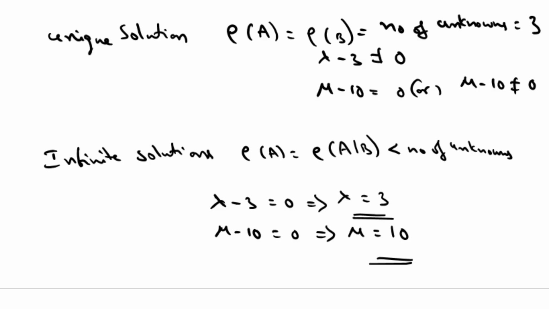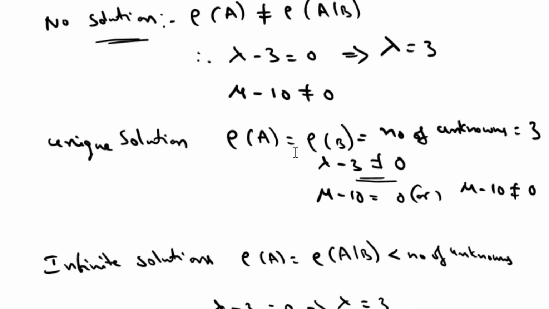For a unique solution, lambda minus 3 must not be equal to 0, and mu minus 10 may be 0 or not equal to 0, for having rank of A equal to rank of B equal to the number of unknowns. For no solutions, lambda is equal to 3 and mu minus 10 must not be equal to 0.